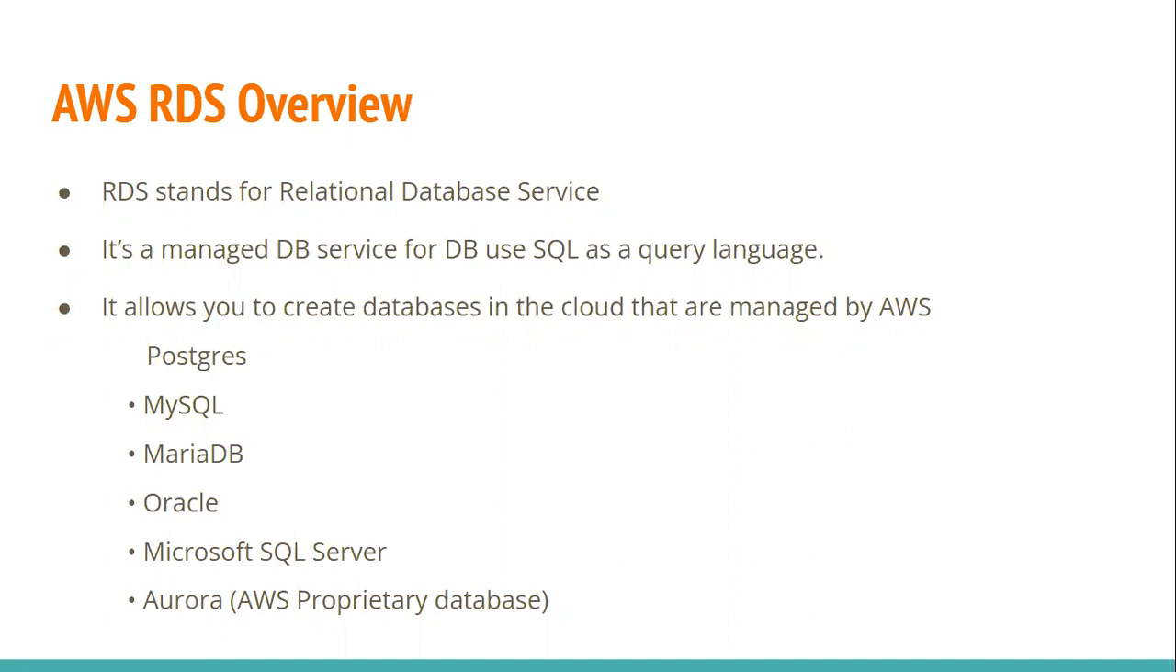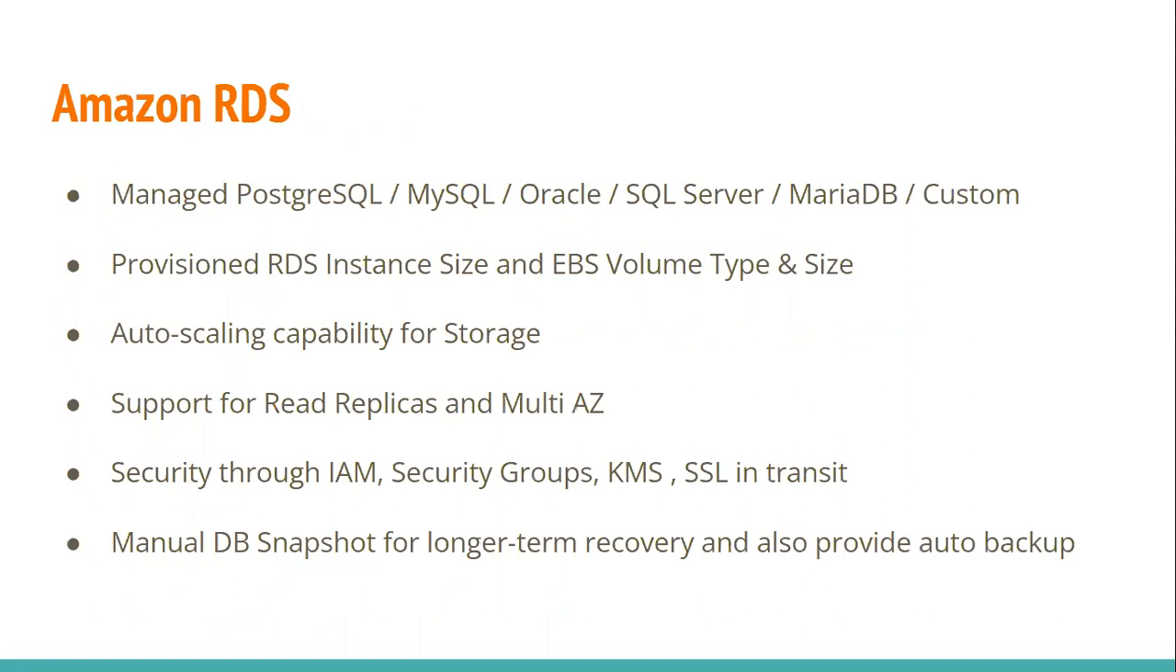Let's understand one by one. First is Amazon RDS. As I mentioned, Amazon RDS supports PostgreSQL, MySQL, Oracle, SQL Server, MariaDB, and custom engines. You can use MySQL, Oracle SQL database, or MariaDB as per your requirement, and configure it accordingly. These are the features and options provided in AWS.